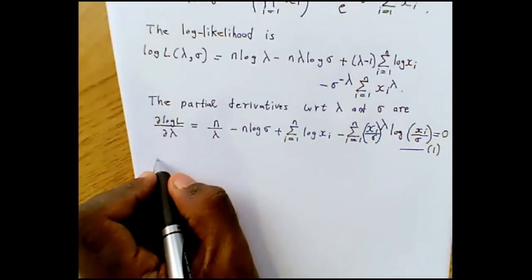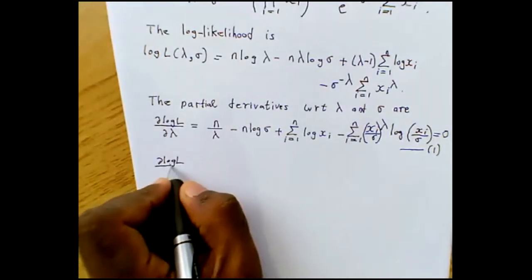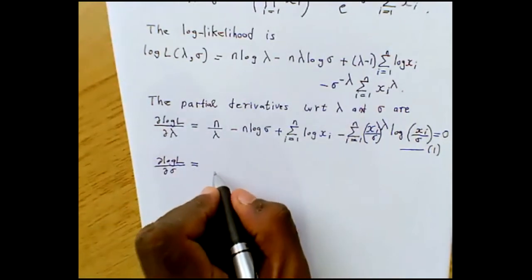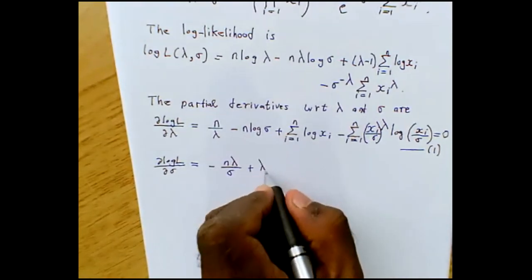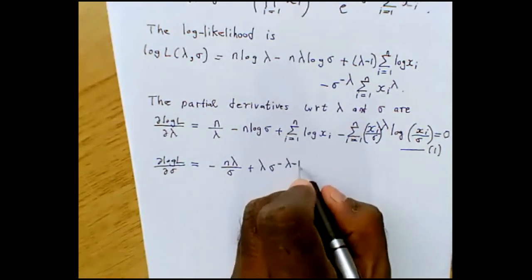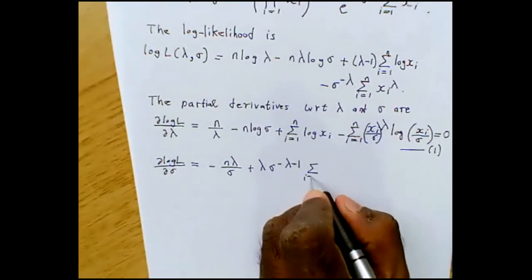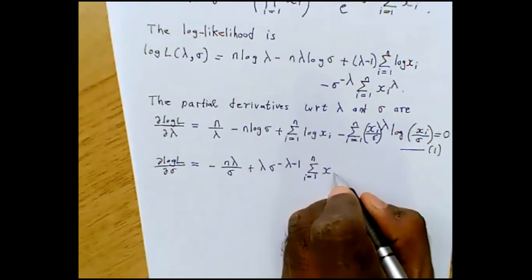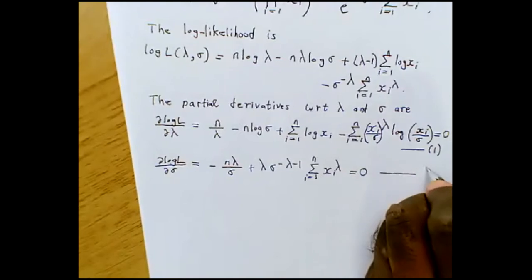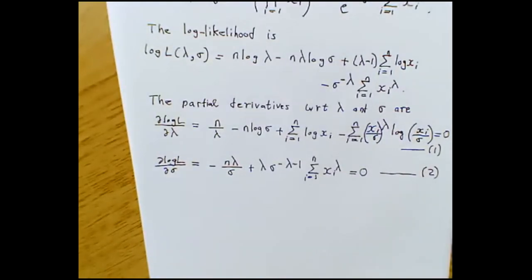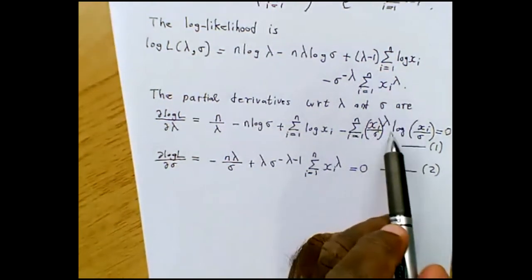Okay, next, the partial derivative with respect to sigma is going to be this one. Let me call this equation 2, right? It's very similar to the previous question, guys. Okay, Jatin. All right, let me explain how I differentiated this.